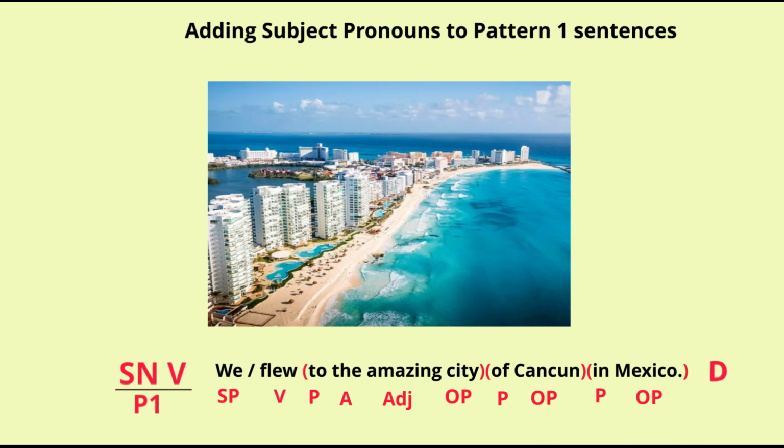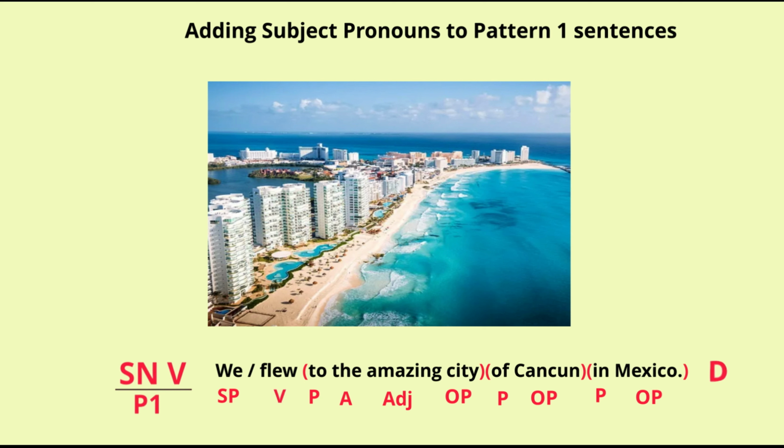Now, let's try adding subject pronouns to pattern one sentences. You can see Cancun, Mexico in the image. So beautiful, right? We flew to the amazing city of Cancun in Mexico. Here, we is a subject pronoun. Flew. What did we do? Flew. Flew is the verb.